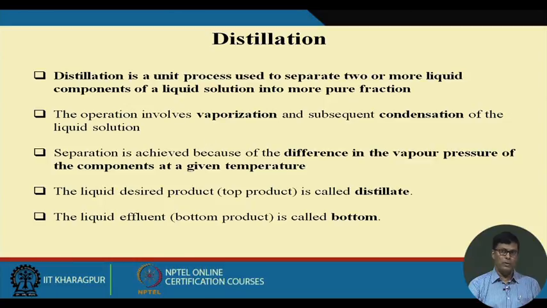In the alcohol fermentation process, not only is ethanol produced, but besides ethanol there is also formation of fusel oil. Fusel oil is nothing but higher alcohol, so you can separate it in the fractional distillation column. The operation involves vaporization and subsequent condensation of the liquid. Separation is achieved because of the difference in vapor pressure of the components at a given temperature. The desired liquid product is called the distillate, and the bottom product is called the bottom, or the raffinate.